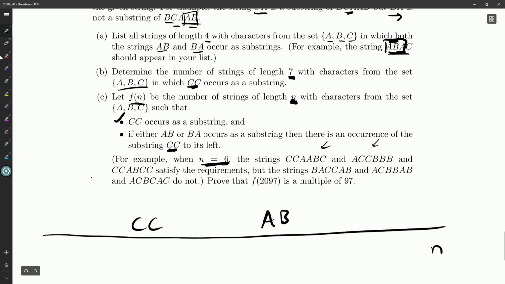So these ones count, but these ones don't, because here's an AB or a BA, and you don't see a CC to the other side. And this one here has no CCs. Neither does this one. Okay, and there is a question buried in here. Prove that f of 2097, not a nice number as far as I'm aware, is a multiple of 97.